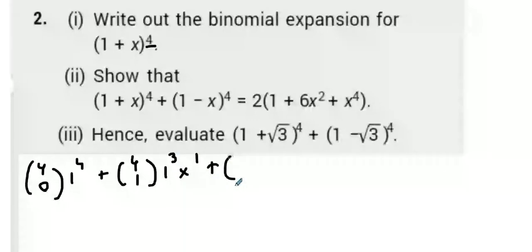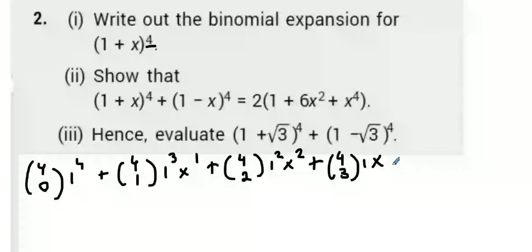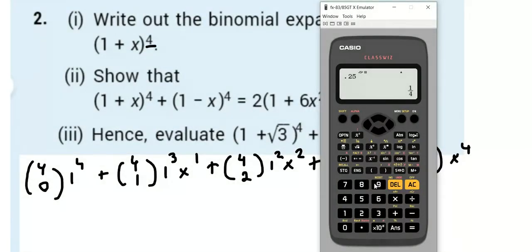Is everybody on board so far? 4C2, 1 to the power of 2, x to the power 2, 4C3. Now you would jump straight in and do it like this if you wanted, okay? And this is 1, and then that's x to the power of 3, and then 4C4. I'm expecting 5 items, yeah? x to the power 4. Now, I think I'm in a lucky position here. I think I know this one. That's 1.